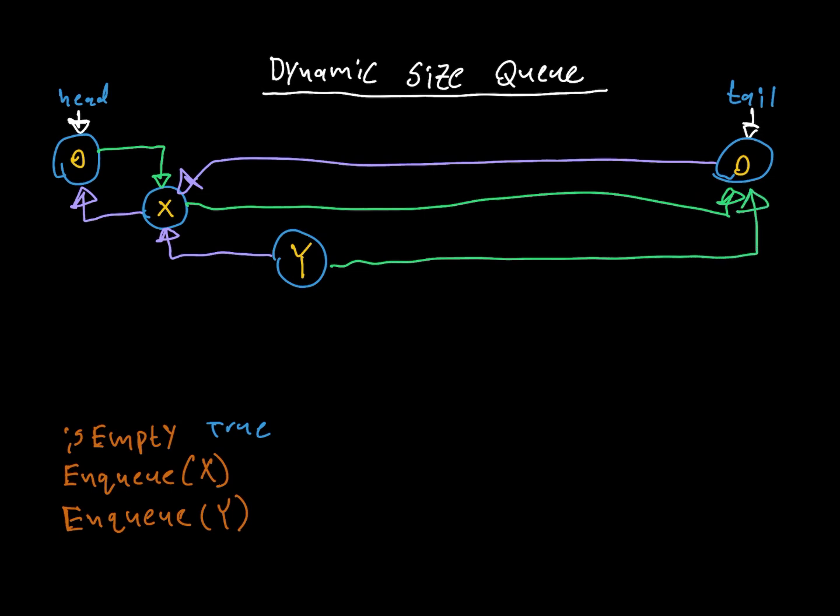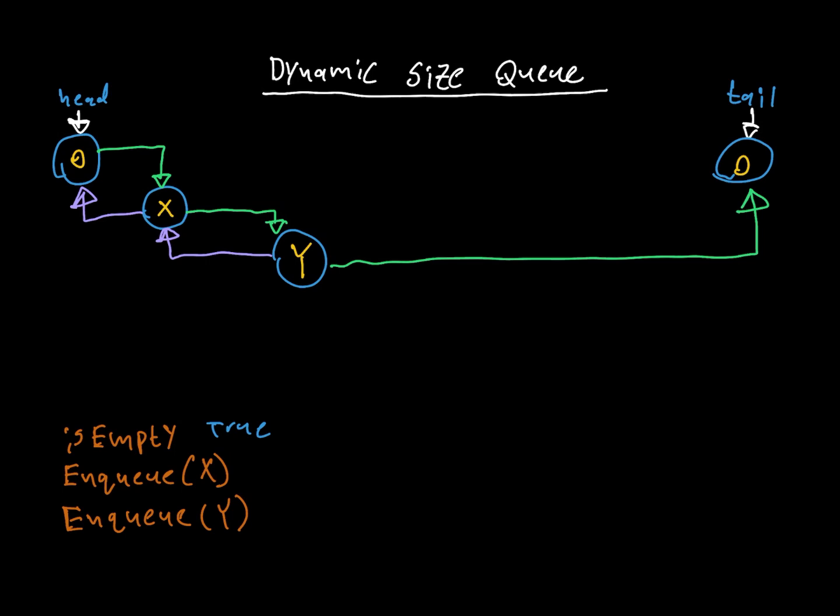Right? And then we're going to go look at tail, look at the previous node, it's x, and we're going to update next for x to point to our new node. So it's no longer pointing there, it's pointing over here. We are going to update tail to point its previous pointer to our new node. Right? Let's try it one more time.